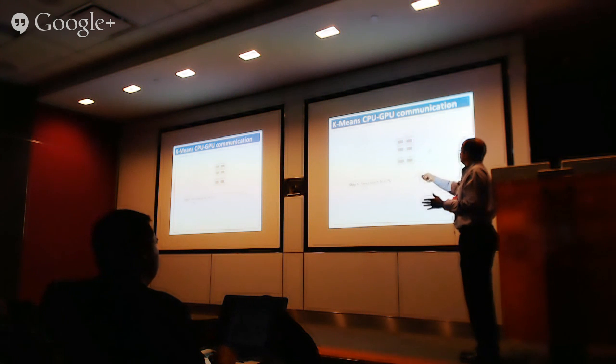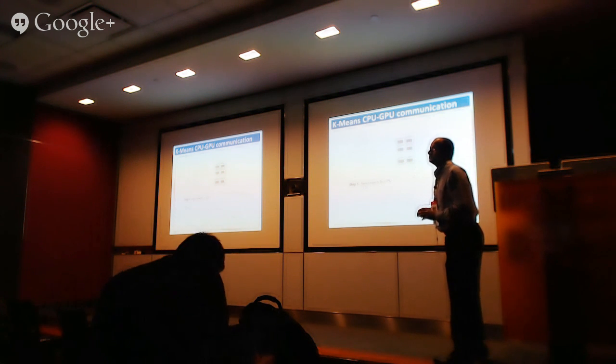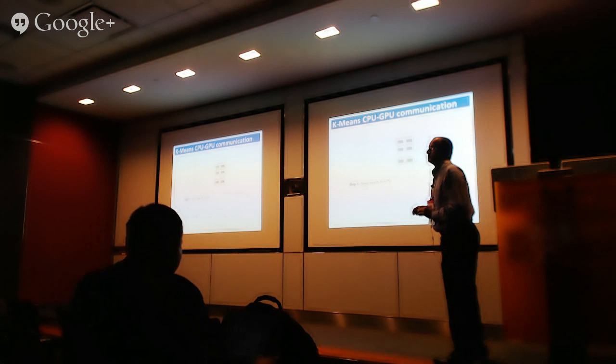You send the centroids here, get the assignments here, and you just iterate it until it converges. Right? Yes? And what to do if you don't have enough memory to store all the data going to GPU?